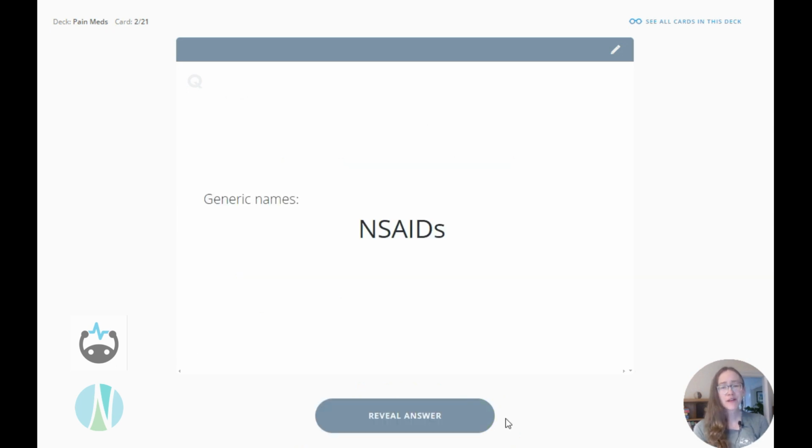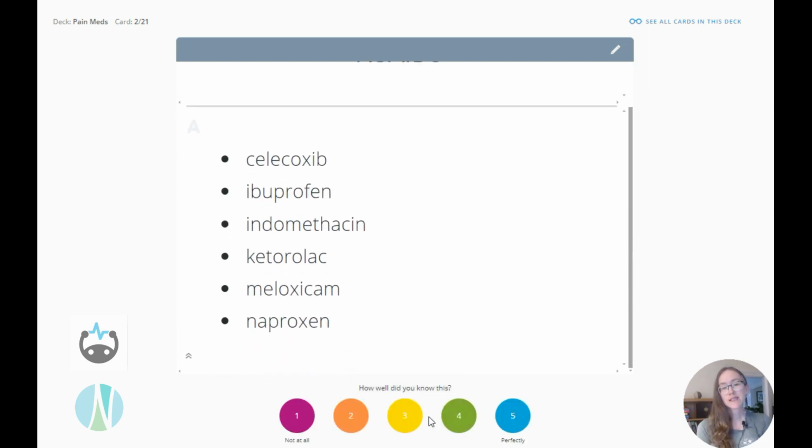What are some names of the NSAIDs? And they only use generic names on the NCLEX. We have celecoxib, ibuprofen, indomethacin, ketorolac, meloxicam, and naproxen. Those are the most common ones.